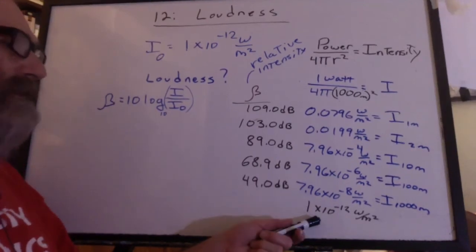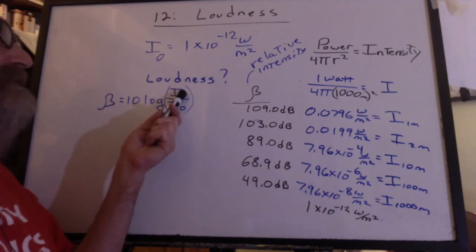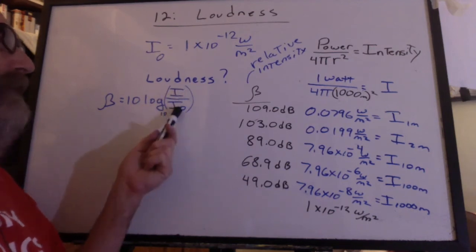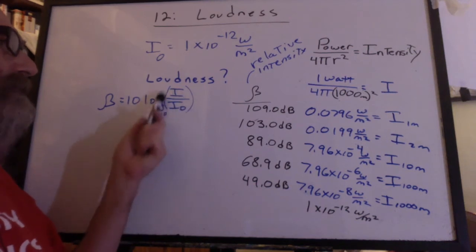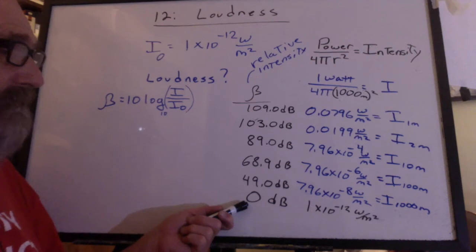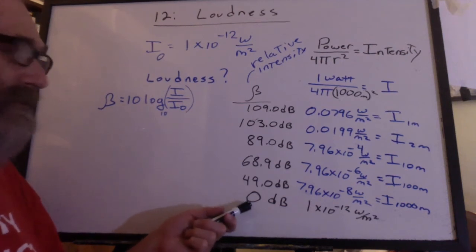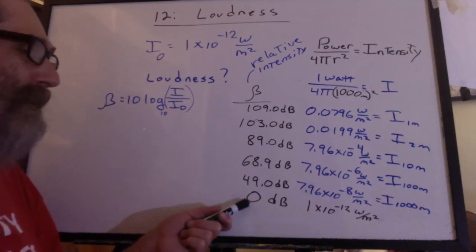And what if we were listening to the quietest sound we could possibly hear? You'd have 1 times 10 to the minus 12th divided by 1 times 10 to the minus 12th watts per meter squared. And when you do that, you get 1. You'll have 0 decibels. That's the quietest sound you can hear. It's not that there's no sound, it's just the quietest sound you can hear. And everything is compared to that.